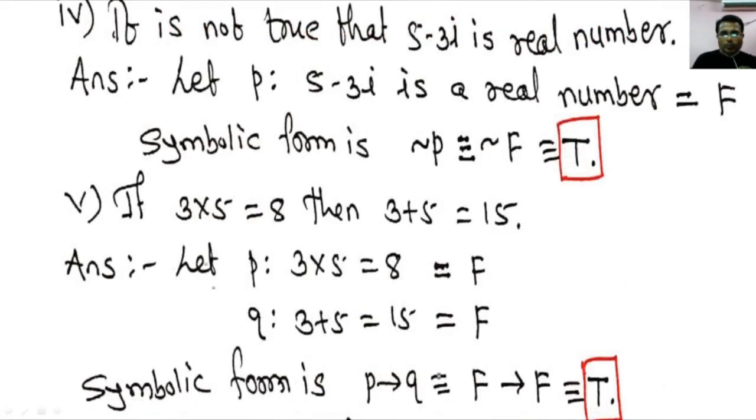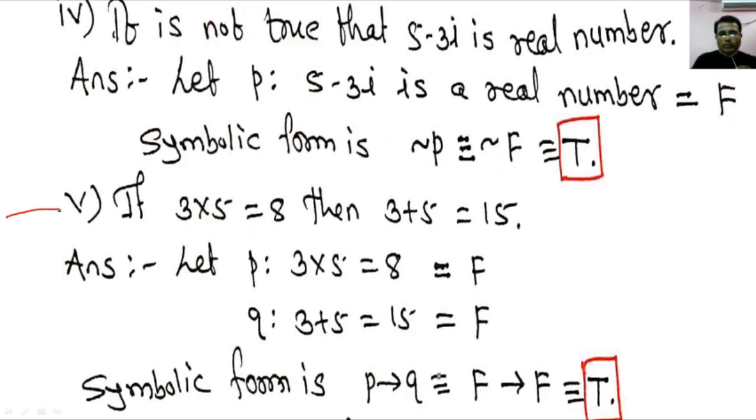The next question is the fourth one, that is it is not true that 5 minus 3i is a real number. So you have to take only one statement P, 5 minus 3i is a real number. We know that 5 minus 3i is not a real number, it is a complex number, so the given is false, and as it is not true is always used for considering negation of a statement, the symbolic form is negation P. So negation of false is true, therefore the given statement is true.